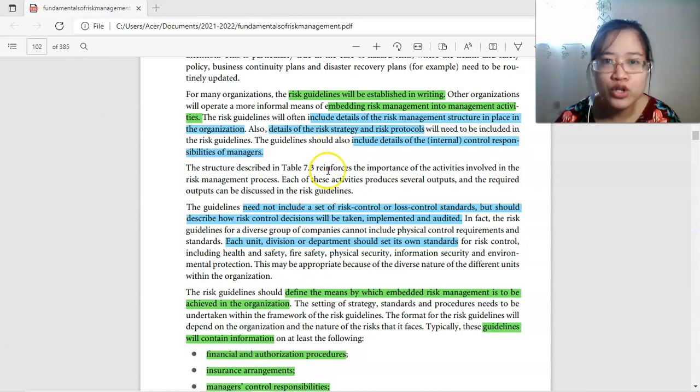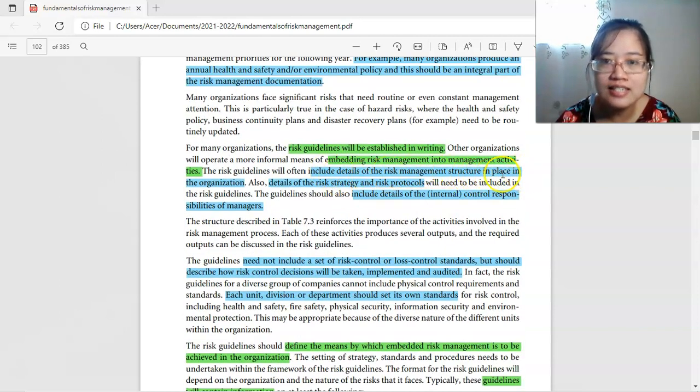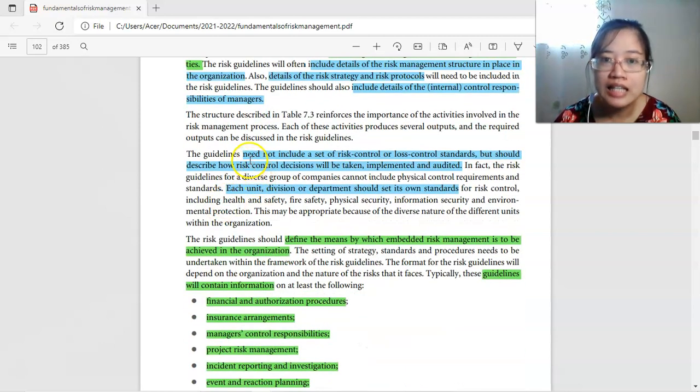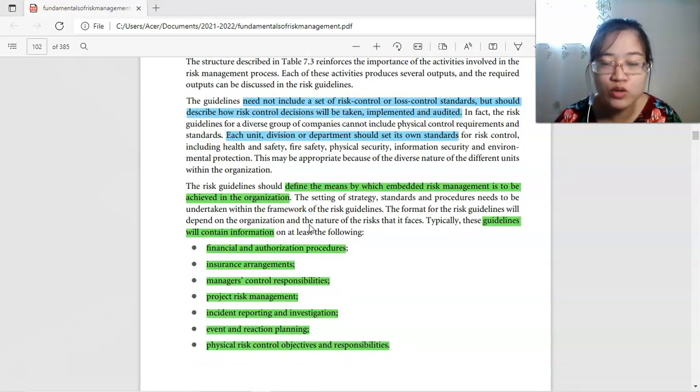Okay? Ang inclusions, details of the risk management structure in place in the organization, details ng risk management framework natin. So, you have your RASP ulit. Risk strategy protocols, details of internal control, responsibilities of managers. Okay? Need not include a set of risk control or loss control standards, but should describe how risk control decisions will be taken, implemented, and audited. So yung each unit, division, department should set its own standards. Kasi nga, kailangan customizable siya on the specific department. Hindi naman kasi pare-pareho yung mga departments sa isang business. And syempre, from one business to another, magkakaiba rin sila.